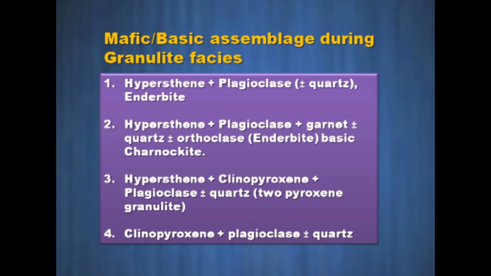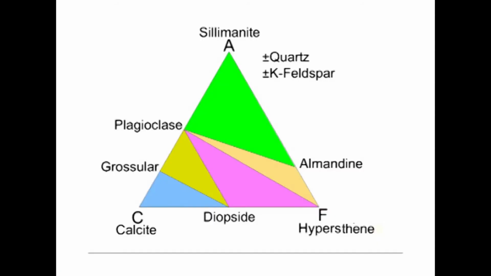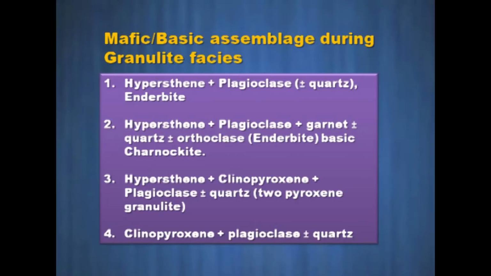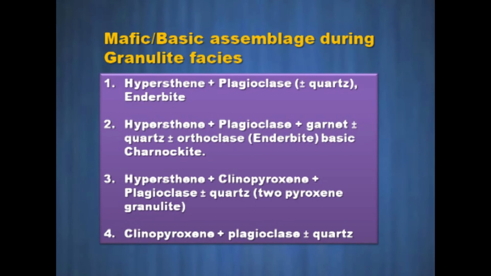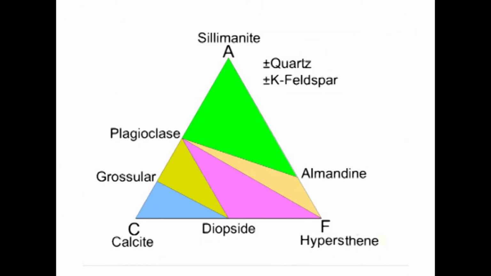Second assemblage: hypersthene plus plagioclase plus garnet plus or minus quartz plus or minus orthoclase, that is also norite, basic charnockite, garnet bearing. Third assemblage: hypersthene plus clinopyroxene plus plagioclase plus or minus quartz, two pyroxene granulites, because in this case both pyroxenes are present. Fourth assemblage: clinopyroxene plus plagioclase plus or minus quartz.